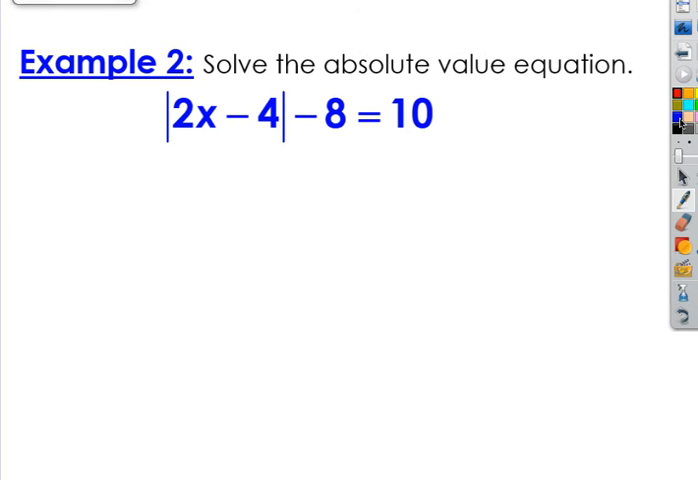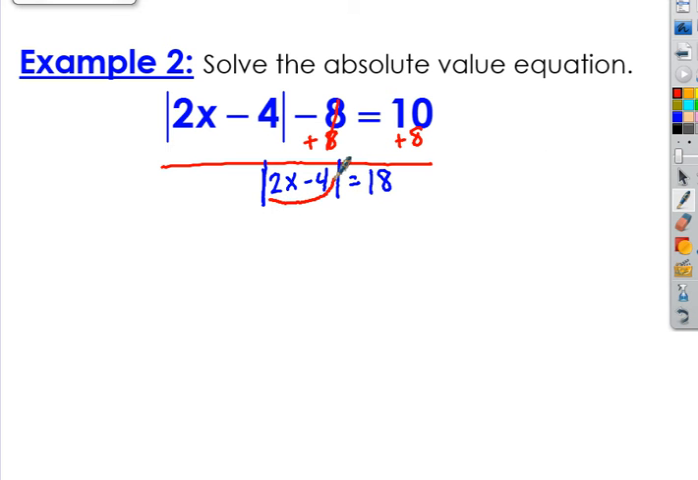Alright, so example 2. I'm trying to get the absolute value bars by itself because I can't figure out how far away this is from 0 until I know what it's equal to. So before I can start that, I've got to move this 8 away. And when I do that, the only thing left on this side is 2x minus 4 in absolute value bars, because I haven't done anything to take them off, equals 10 plus 8, which is 18. So now what it's saying is that this 2x minus 4 is 18 units away from 0.